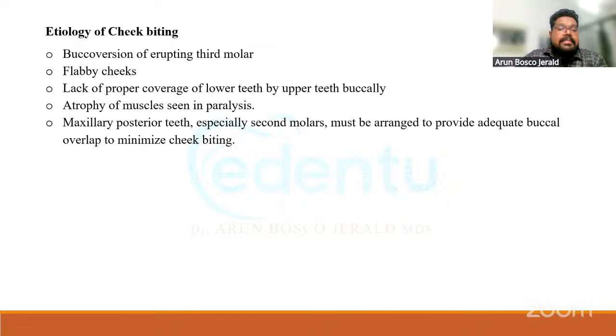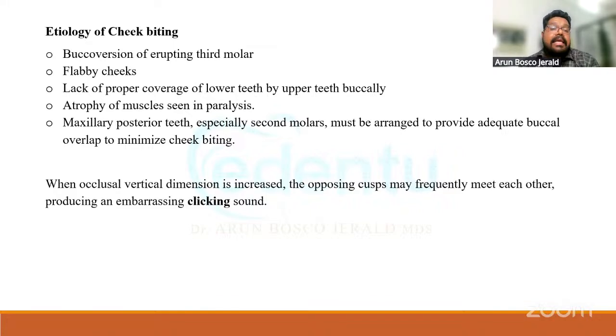Then atrophy of muscles and paralysis, because of the imbalance between the muscular forces, can also cause cheek biting. Then the maxillary posterior teeth, especially the second molars, must be arranged to provide adequate buccal overlap to minimize cheek biting. See, there is an overjet called buccal overjet. That is the transverse overlap between the upper and lower buccal teeth. So sufficient buccal overjet is required to avoid a cheek biting habit.